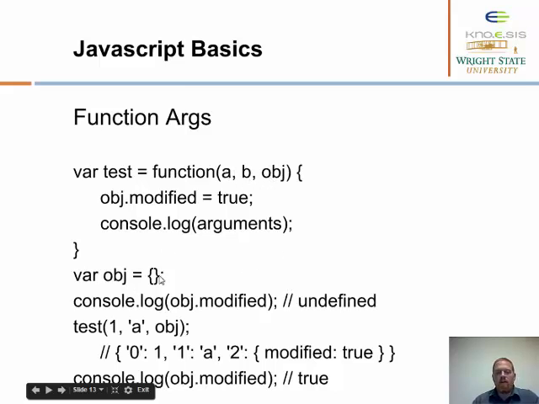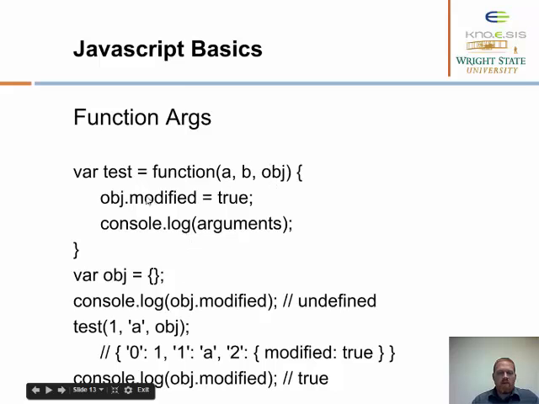Var obj equals an object, so we've instantiated an object called obj. Now we're going to try to print this out right here, and the object doesn't have any modified property inside of it. So now we're going to run this function test. We're sending a primitive number and a string, and the object that we've created.